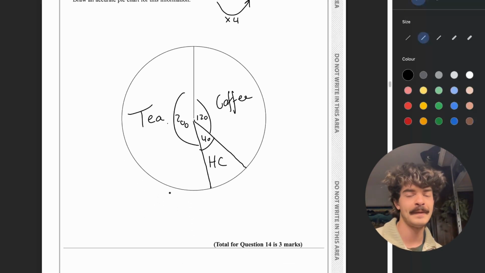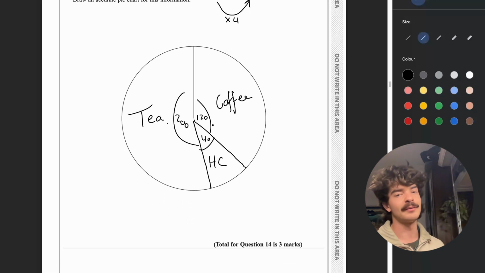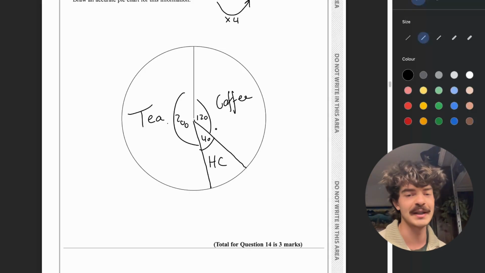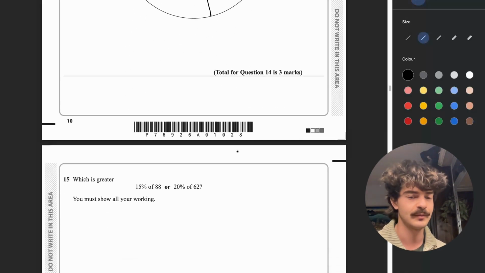Nice. And you can do this in a different order, right? It doesn't have to go coffee, hot chocolate, tea. It could go coffee, hot chocolate, tea at the bottom, right? It doesn't really matter, but these angles do have to be correct.